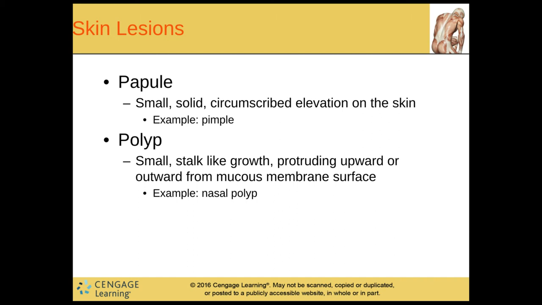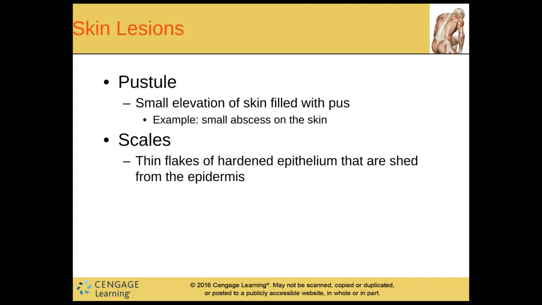A polyp is a small stalk-like growth protruding upward or outward from a mucous membrane surface, like a nasal polyp, a little growth maybe in the mucous membrane of your nose, okay? You can get them in your colon, all kinds of different mucous membranes. A pustule is a small elevation of skin filled with pus, so that could be like a small abscess on the skin. And then we have scales. This is a thin flaky part of skin.